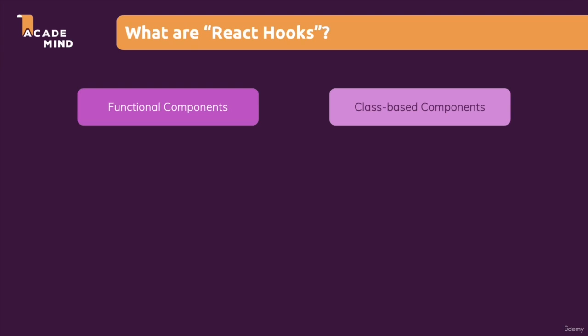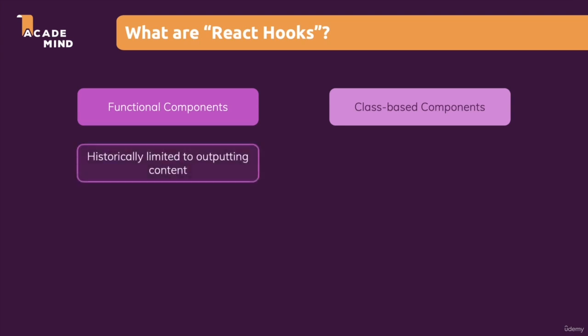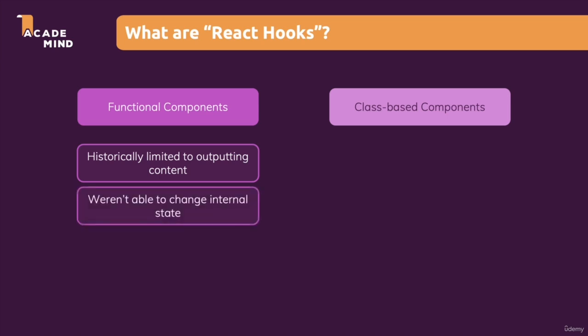Now, functional components, historically, without React hooks, were limited to outputting content. You could only use functional components for outputting something. They received props and returned JSX. You were not able to change some internal state in those components in the past. Nowadays you are, but in the past this was not possible. That's why we had two different ways of building components.